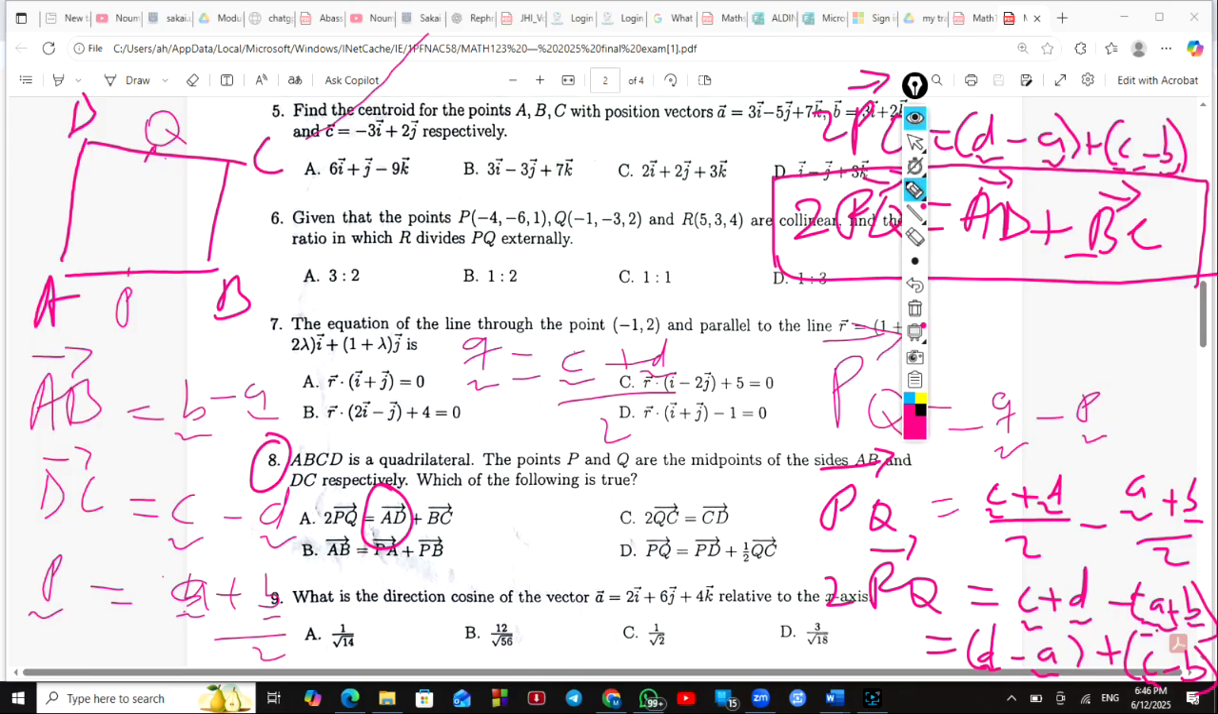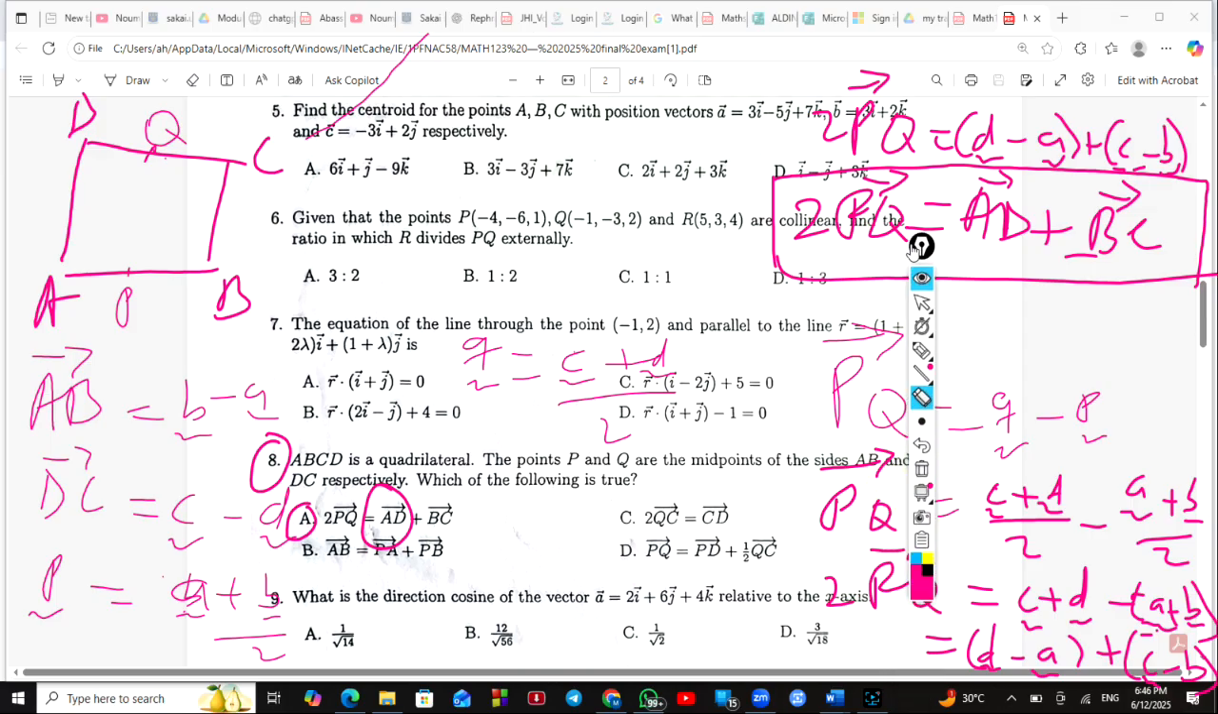This best fits option A, which is 2PQ equal to the vector AD plus BC. Okay, so that is it for question 8.